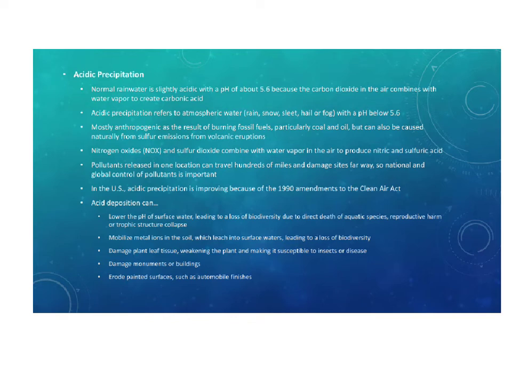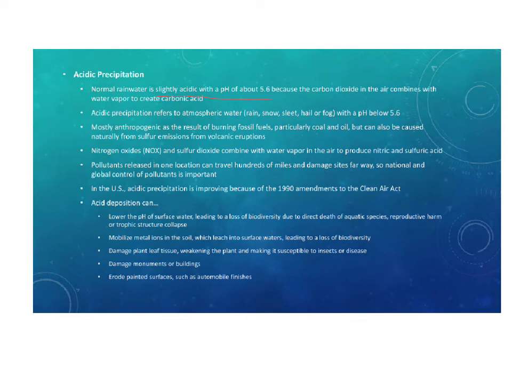Acidic precipitation. Again, this is probably the second or third time we've talked about it, but let's go through it. So normal rainwater is slightly acidic with a pH of about 5.6. This is about the fifth time I've said that. Fair game on the test. Because carbon dioxide in the air combines with water vapor to create carbonic acid. Carbonic acid is a fairly weak acid, but it does lower the pH of normal rainwater.